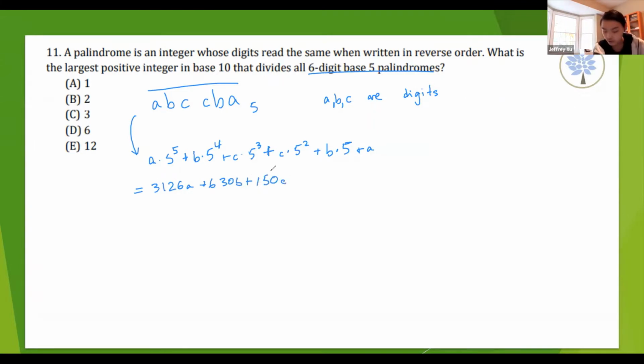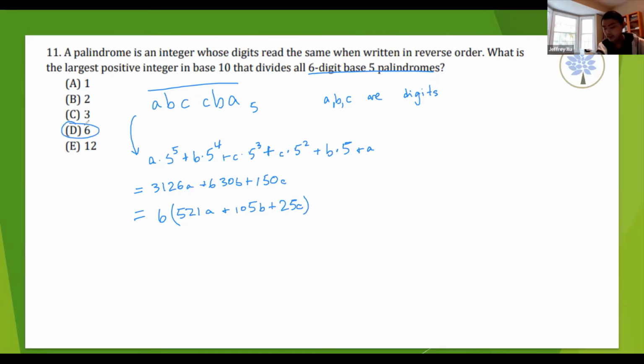Now you can probably notice that we can factor out 6 from all of these terms. So this will be equal to 6 times, and after doing the long division, it becomes 521A plus 105B plus 25C. So no matter what A, B, and C are, this number is always going to be a multiple of 6. So we know that our answer is D.